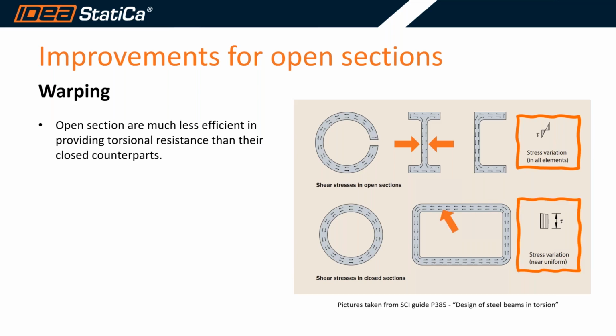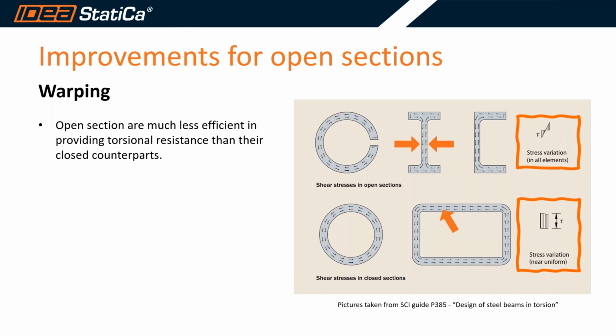However, in closed cross sections, we can see that the shear flow has the same direction for opposite faces, which does not create a stress variation, but we have a stress distribution that is near uniform. And this has an impact because open cross sections tend to deform in their plane. However, the closed cross sections tend to remain plane in their plane after they deform.